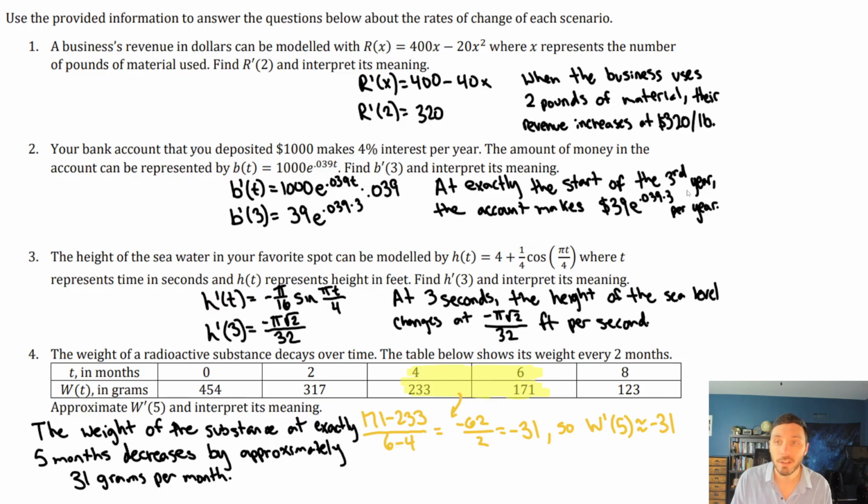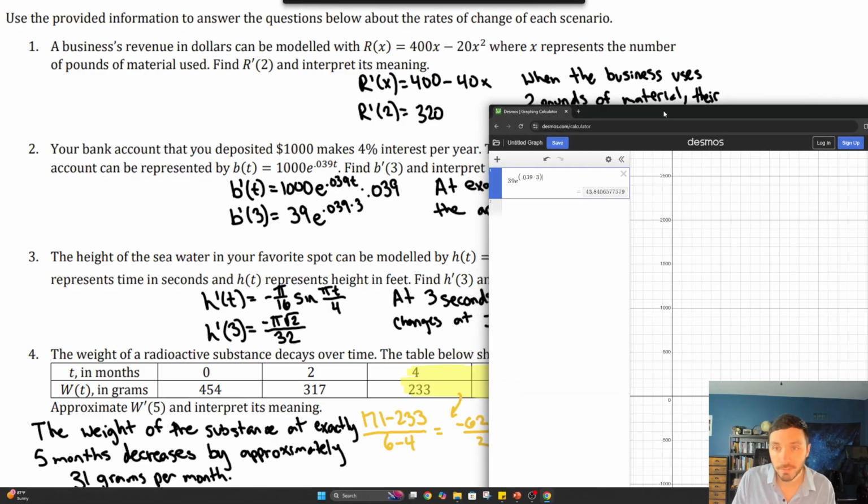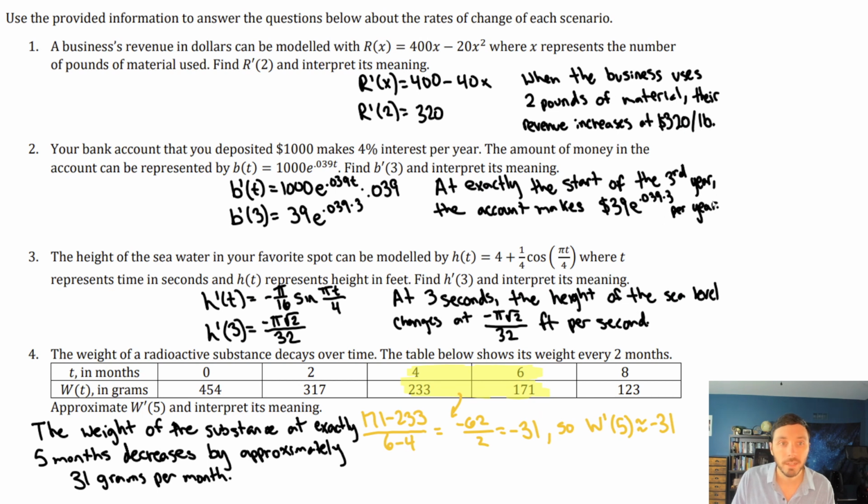At exactly the start of the third year, the account makes $43.84 per year. So really think about that, right? If you're making 4% interest on $1,000, you're going to make $40 right off the bat, or like within the first year, assuming that it's per year and not compounding monthly or anything like that. Remember, the focus here is on the fact that we're using different units. Try not to think too deep into some of the other reads of like, oh, well, technically, if it compounds monthly. Yeah, so we're just assuming it compounds yearly.